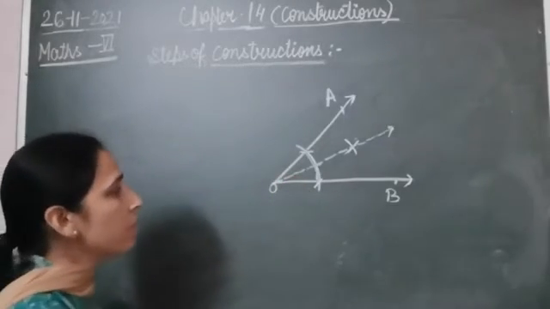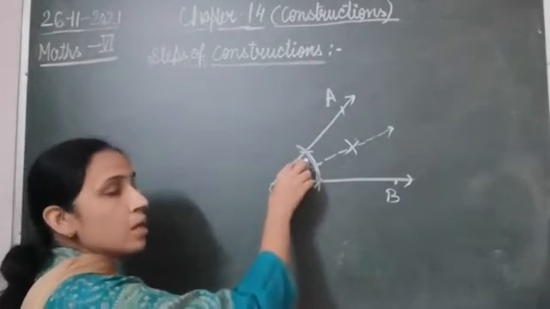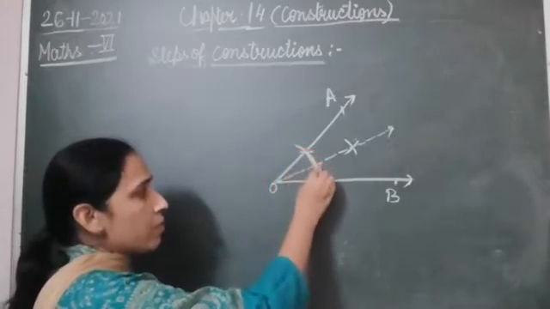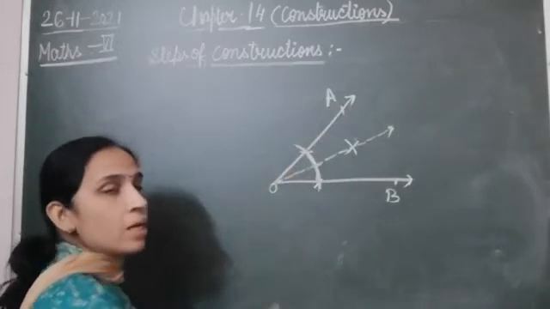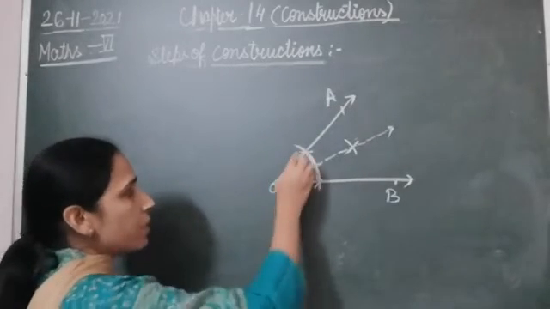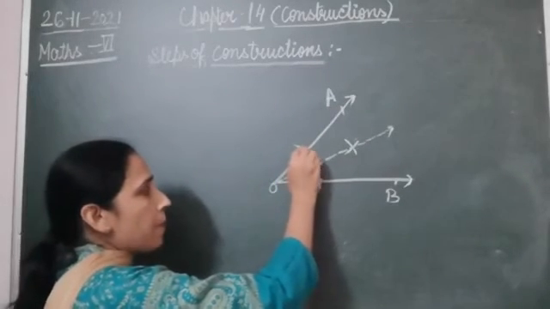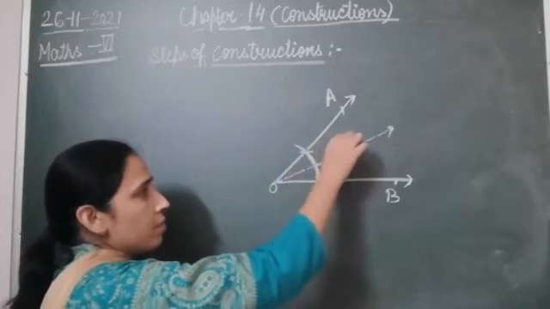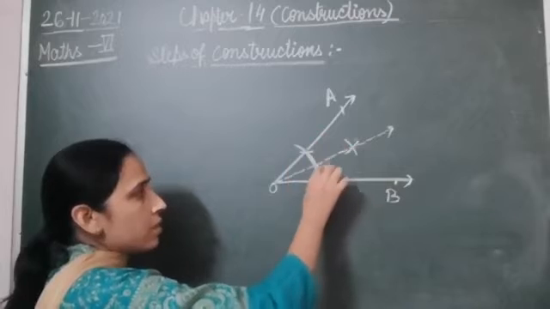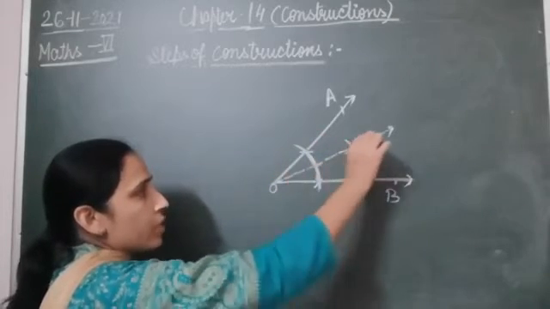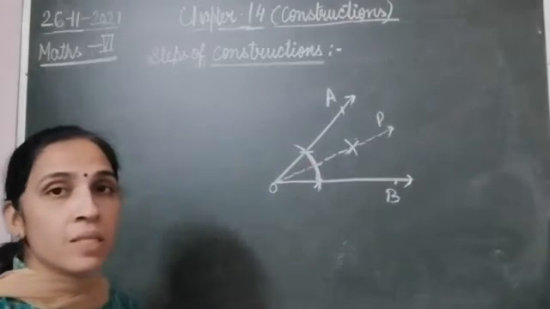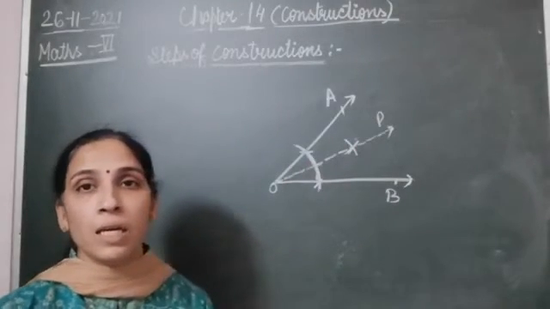How have we done it? First we keep the compass on O and make an arc which cuts both line segments. Then, keeping it here, we make an arc here, another arc, and then join it, OP. So this OP is the bisector of angle AOB.